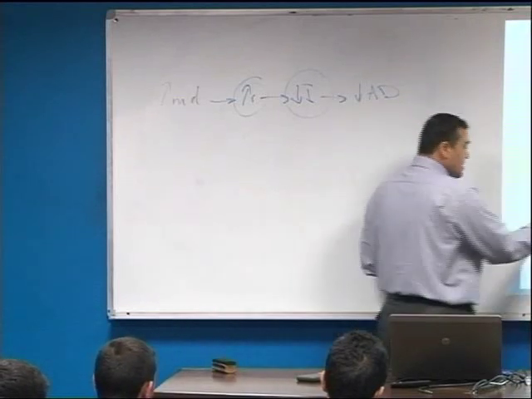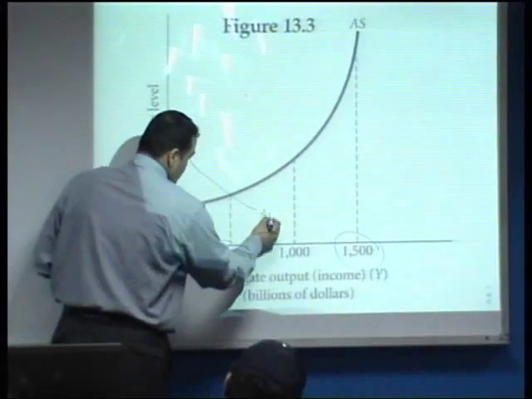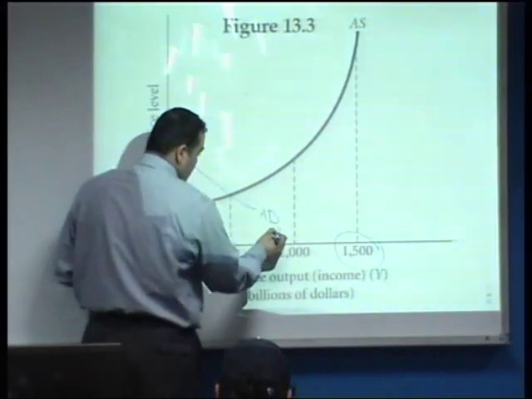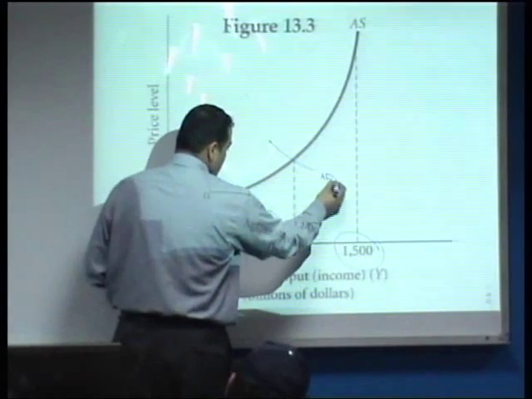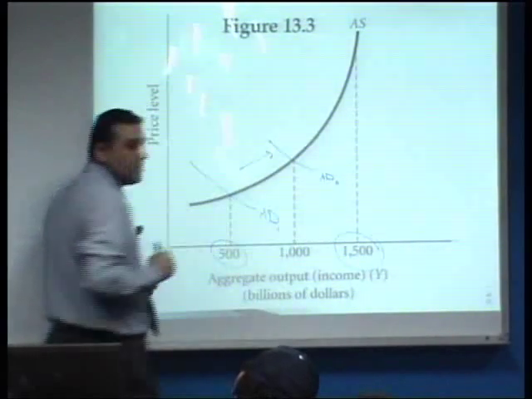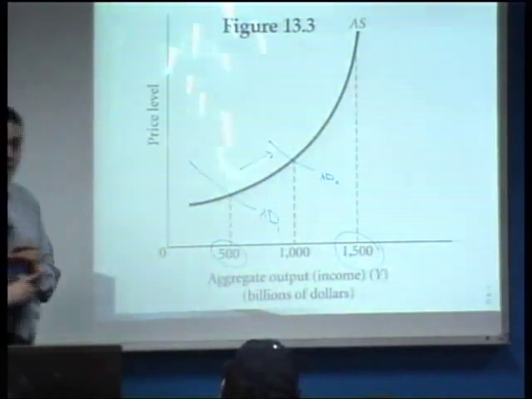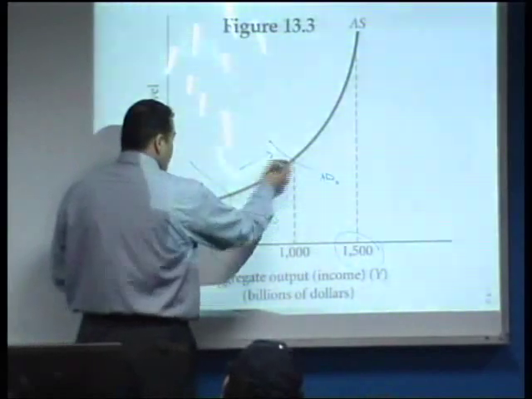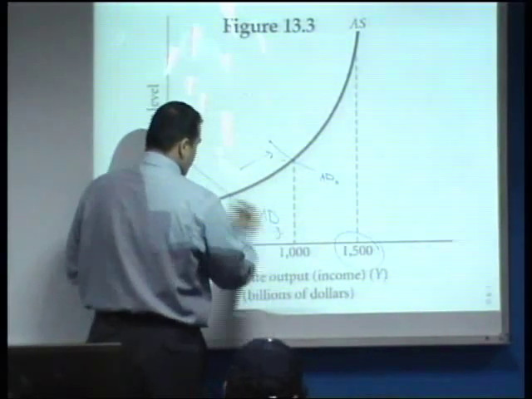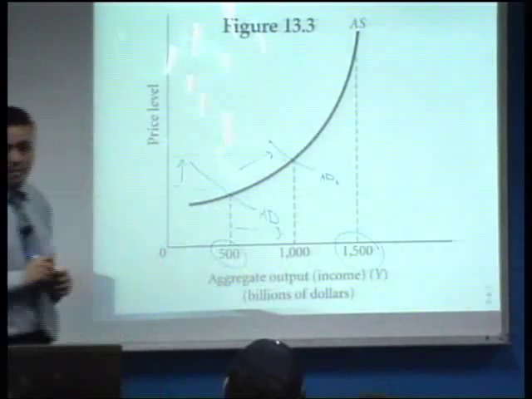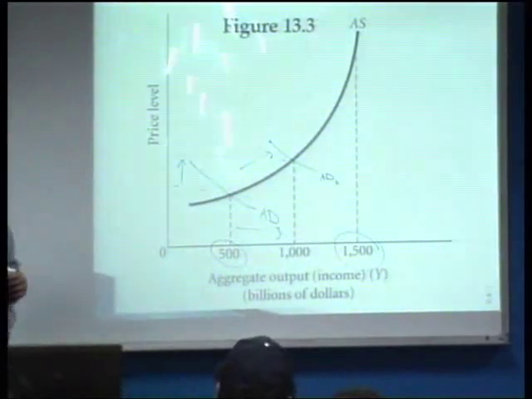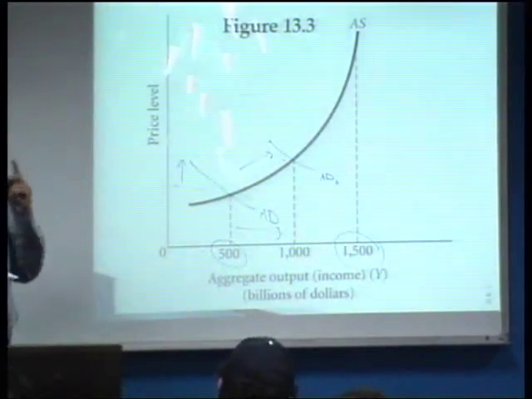If the aggregate demand increased from aggregate demand 1 to aggregate demand 2, this leads to what? This leads to increasing the aggregate output, the prices and the aggregate output. Right? Correct? Okay.